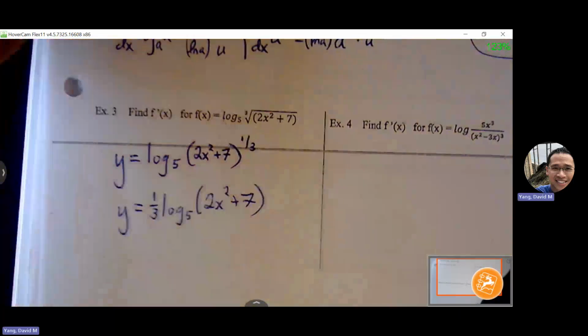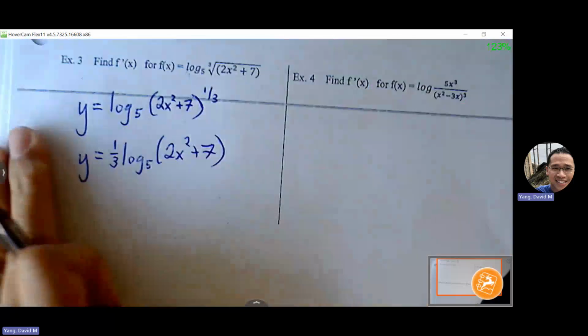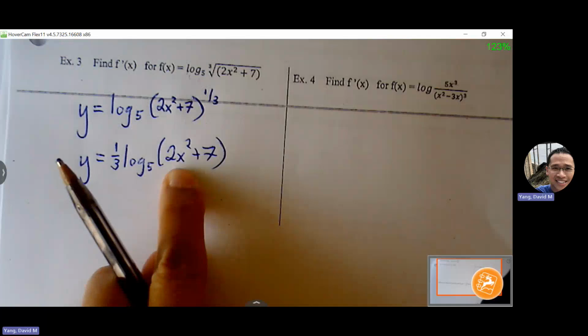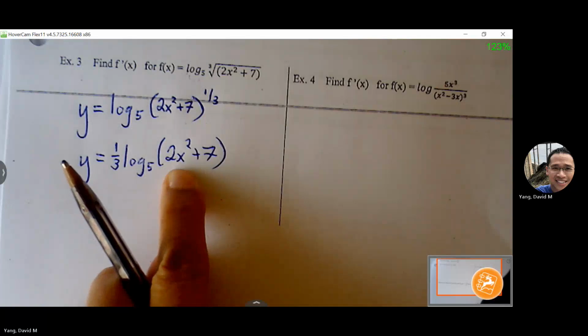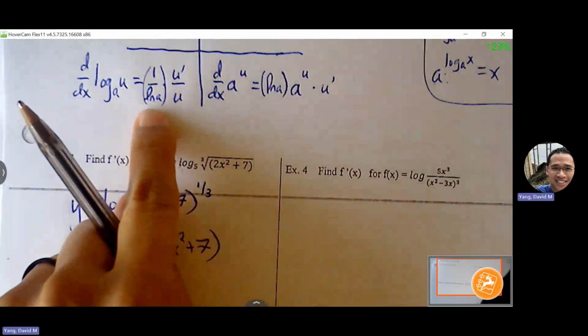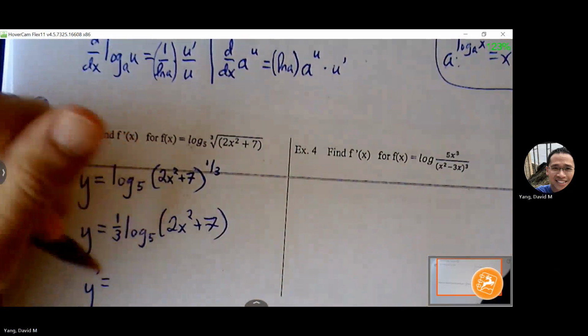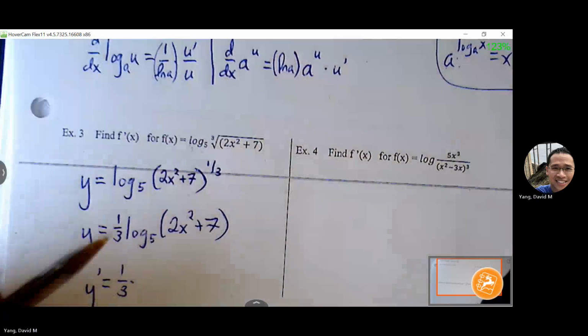So logs and natural log, they all have a similar derivative rule. We're going to keep that 1/3. We're going to have u prime over u, but there's going to be a little bit that we have to keep track of in front. Okay, so follow the rule here. y prime equals 1/3 stays.